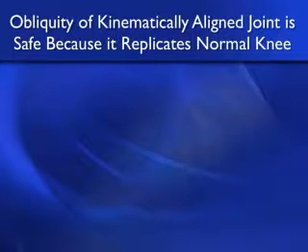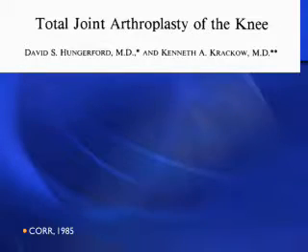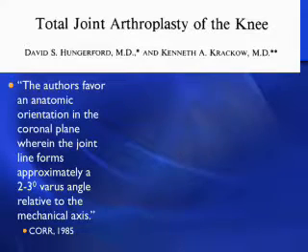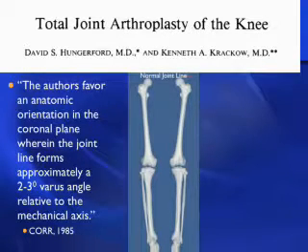So if we think about long-term wear and function, on average the mechanical axis is the same, or the hip-knee-ankle angle or the limb alignment is the same, and the alignment of the knee is the same. So the only thing different between kinematically and mechanically aligned knee is the obliquity of the joint line. And is this safe? We think it is, because it replicates the normal knee. Indeed, it was the foundation of total joint arthroplasty as advocated by Hungerford and Krackow and Core, and they stated that an anatomic orientation of the coronal plane, wherein the joint line forms approximately a 2 to 3 degree varus angle relative to the mechanical axis, is desirable.